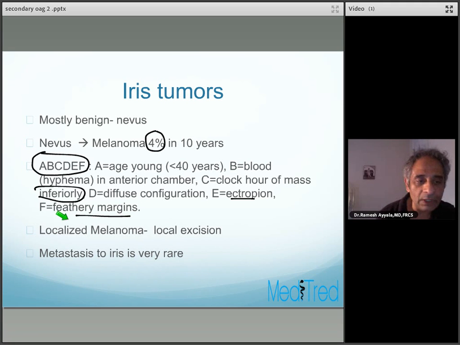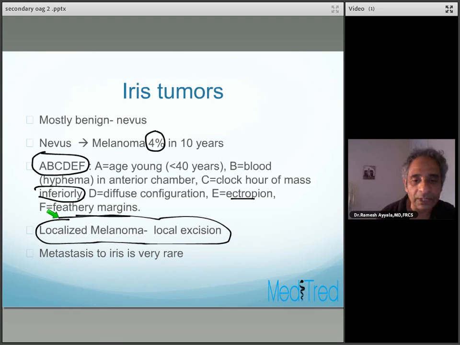Localized melanoma, obviously the treatment is a local excision, but if it has already spread into the angle and has caused glaucoma and the angle is involved 360 degrees at that stage, you may potentially have to consider enucleation, as we discussed in the previous section. Metastasis to the iris is extremely rare, just as a point for you to remember for your OKAPs.